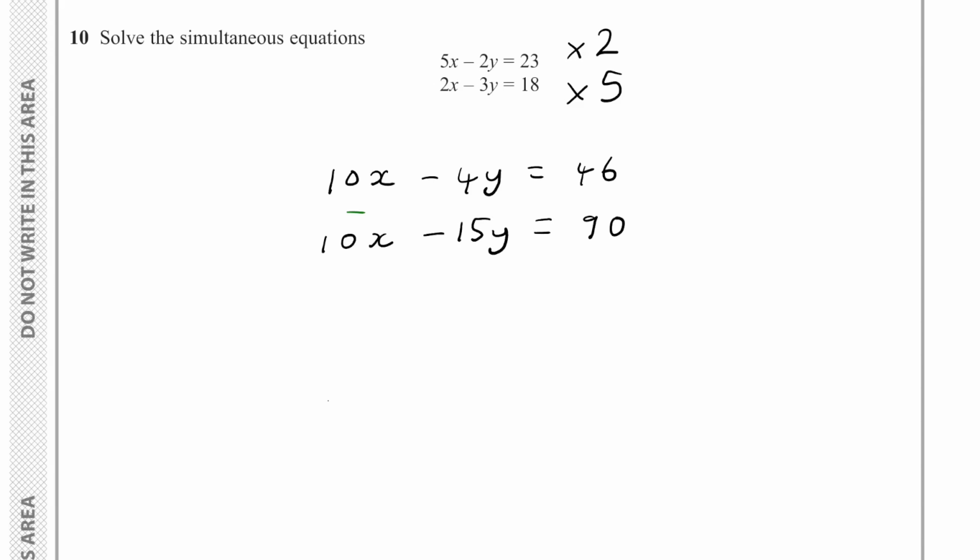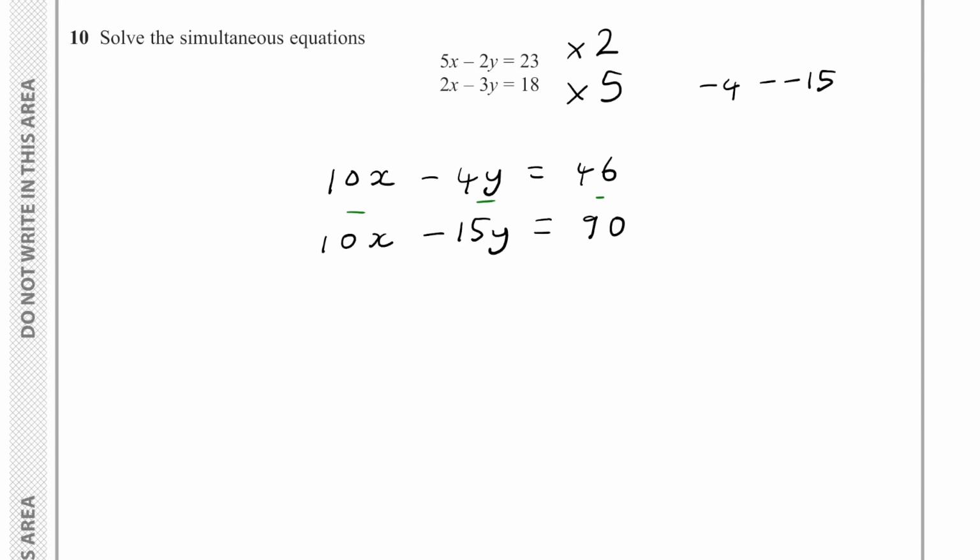I'm going to eliminate the x's now by taking one equation away from the other equation. So if I'm going to do the top equation, take away the bottom equation. 10x's, take away 10x's is nothing. That's why we're doing it. Negative 4y, take away negative 15y. So that's negative 4, take away negative 15.